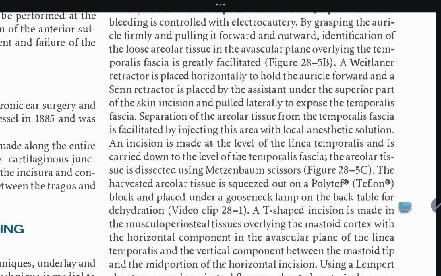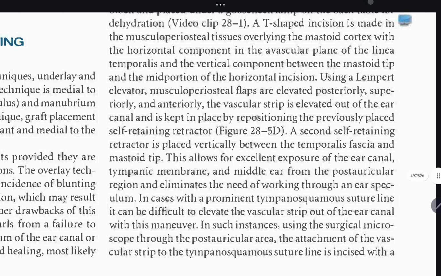A T-shaped incision is made in the musculoperiosteal tissues overlying the mastoid cortex with the horizontal component in the avascular plane of the linea temporalis and the vertical component between the mastoid tip and the mid portion of the horizontal incision. Using a Lempert elevator, musculoperiosteal flaps are elevated posteriorly, superiorly, and anteriorly.